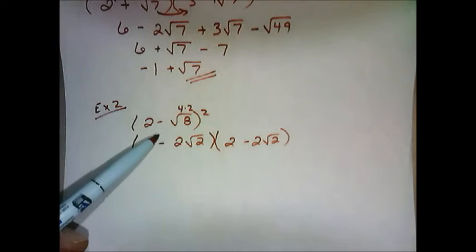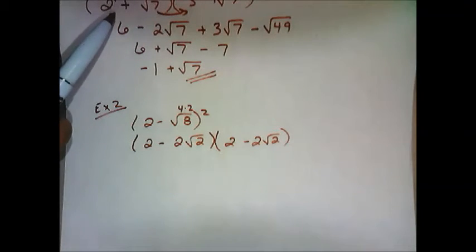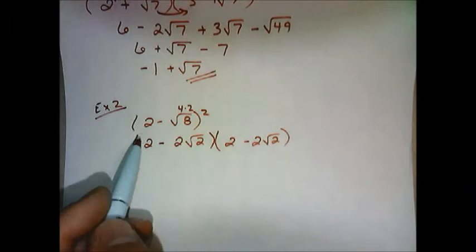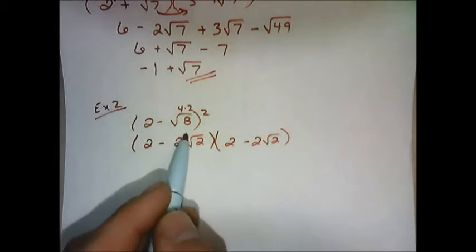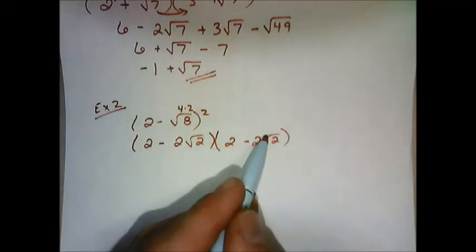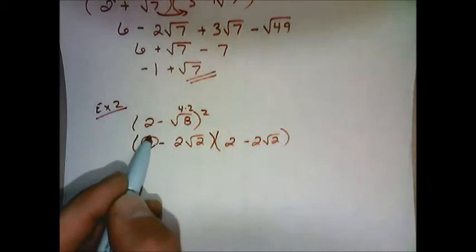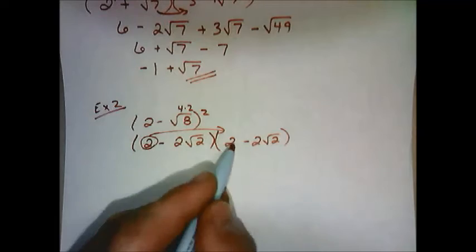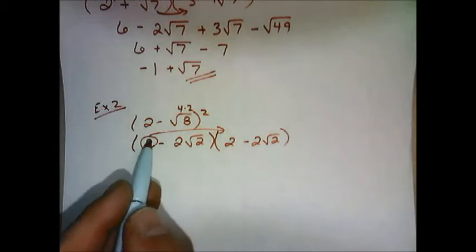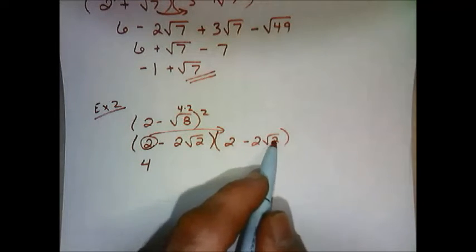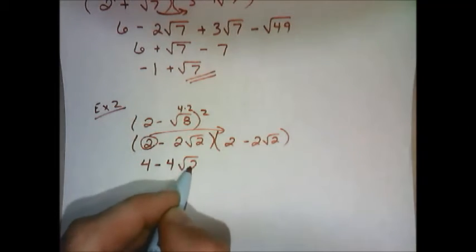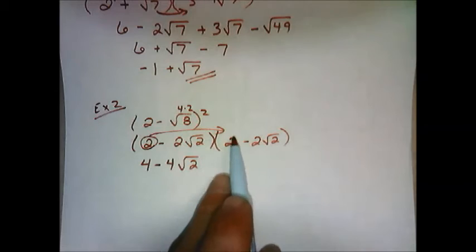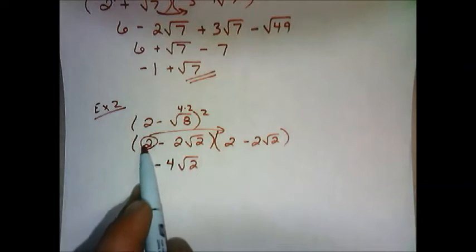But now our problem is going to look very similar to what we started with in example 1. So we can distribute the 2 to both of our terms in the second quantity, and the 2 radical 2 into each of our quantities. So multiplying the 2 first, 2 times 2 gives us 4. 2 times negative 2 radical 2 is negative 4 radical 2. And we're going to multiply the outside numbers together. This is only an outside number.